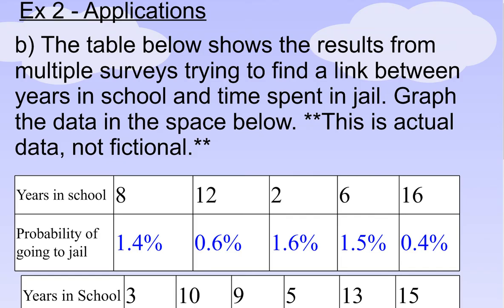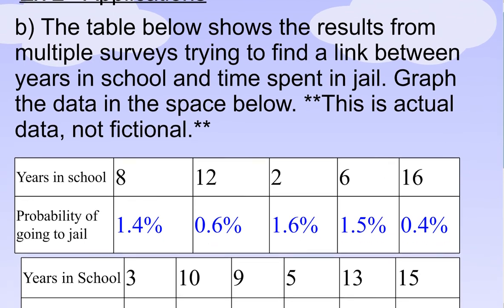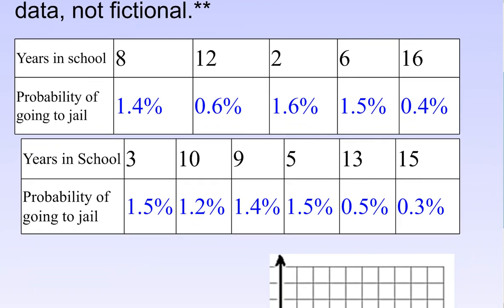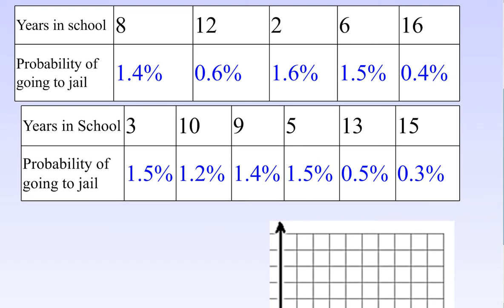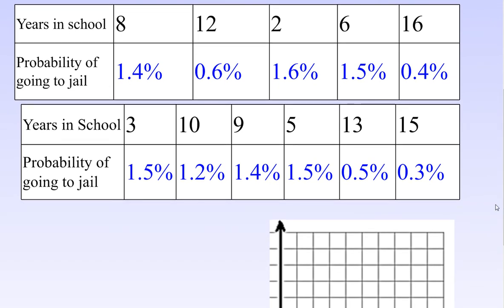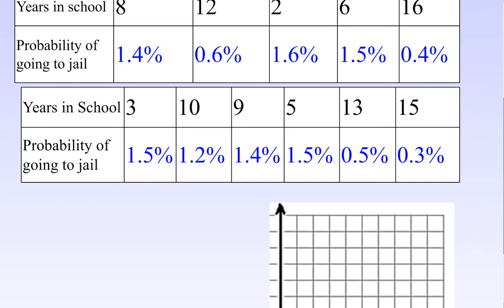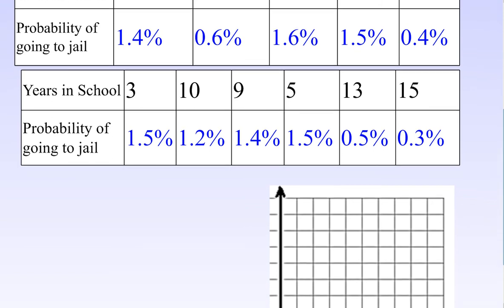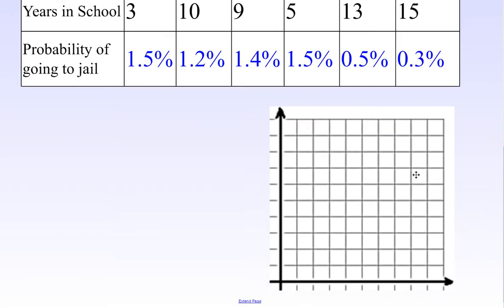Letter B. The table below shows results from multiple surveys trying to find a link between years in school and time spent in jail. We're going to graph the data in the space below, and this is actual data. It's not fictional. This is data that I found online in a survey, in a study. You have the black on your paper. You do not have the blue, the percentages here. So I'd like you to take this data and plot it in the space below.